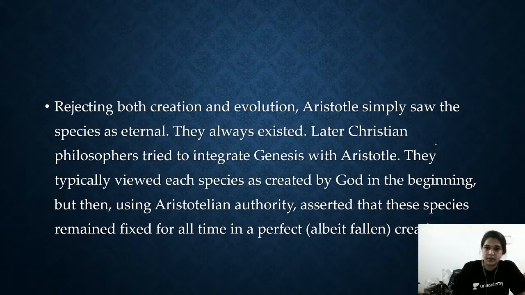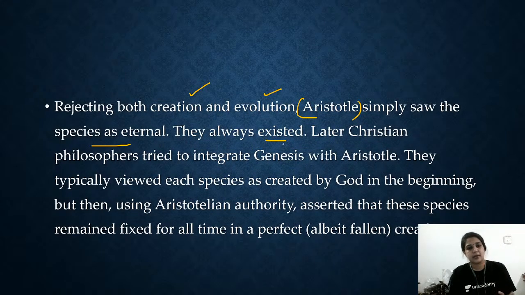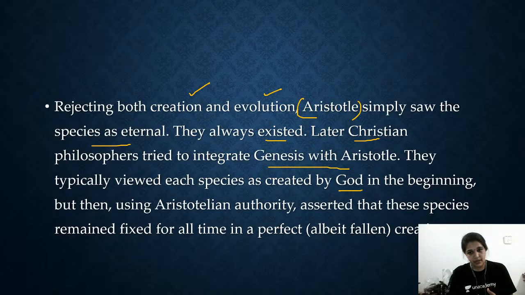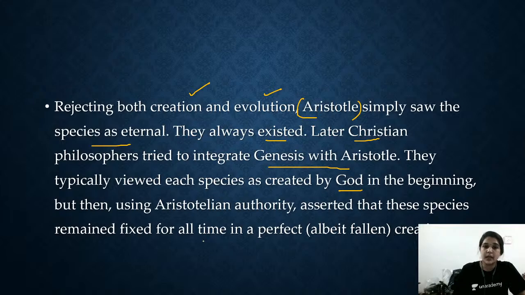Rejecting both creation and evolution, Aristotle simply said that species are eternal. They always existed. No one has created them or they have evolved. According to Aristotle, species are eternal. They have always been there. Later, Christian philosophers tried to integrate Genesis with Aristotle. They typically viewed each species as created by God. We already saw about creationists. So creationists or Christian philosophers say that God only created that. But Aristotle, he is actually an atheist, so according to him species and living organisms have already been there. But then, using Aristotelian authority, they asserted that species remained fixed for all time, albeit a fallen creation.